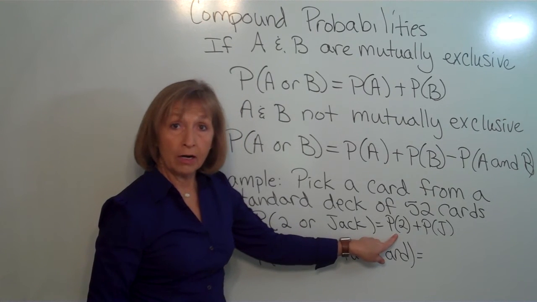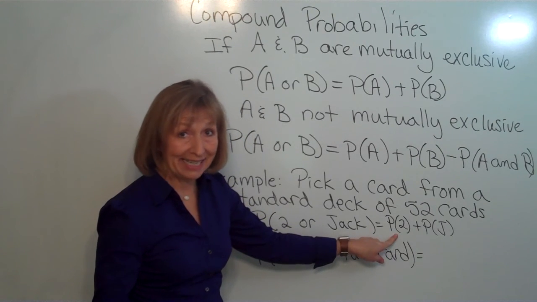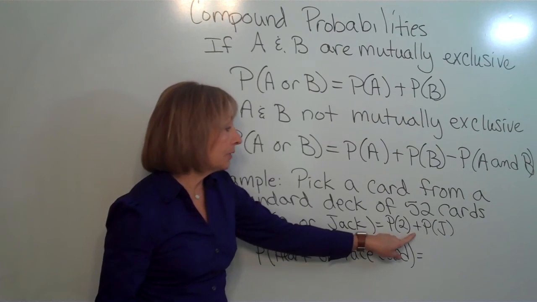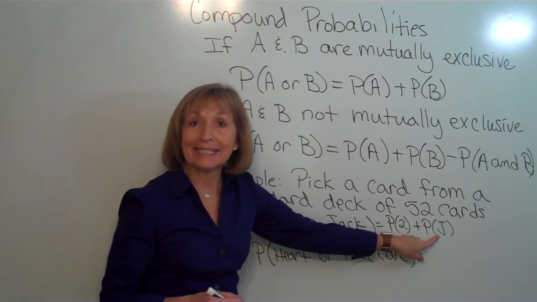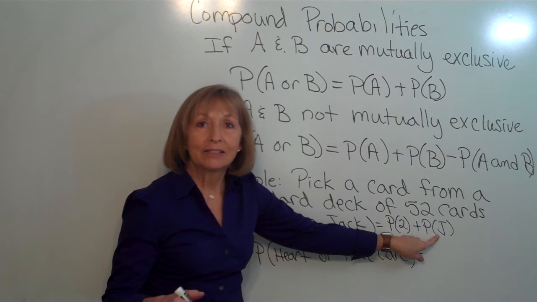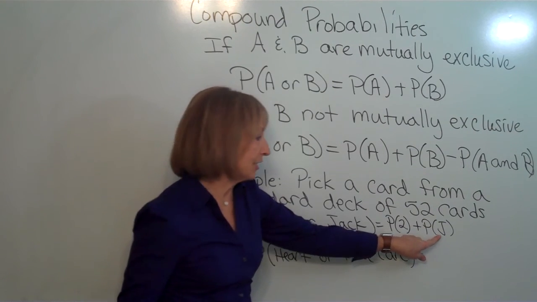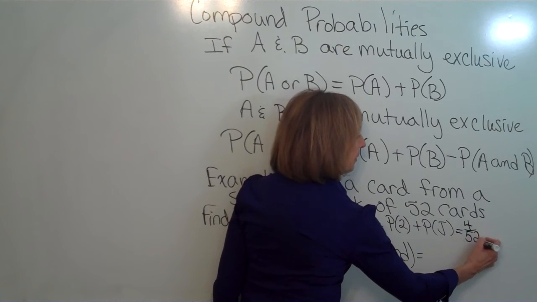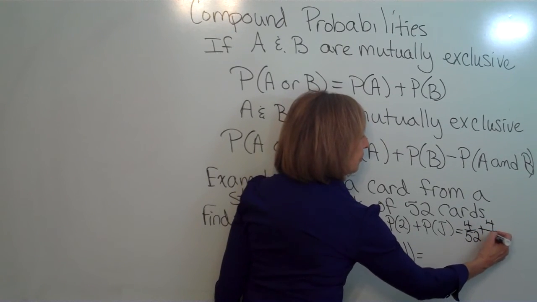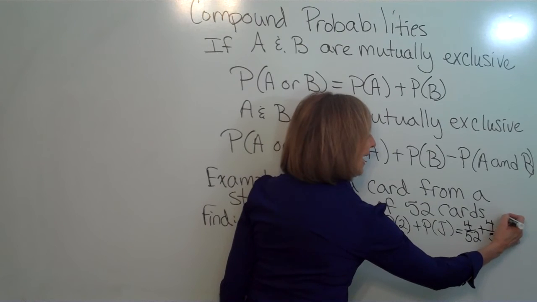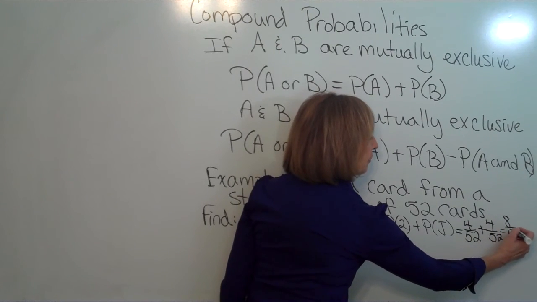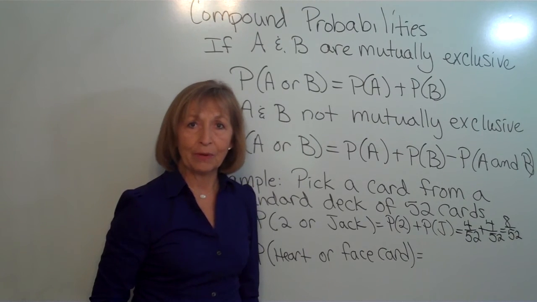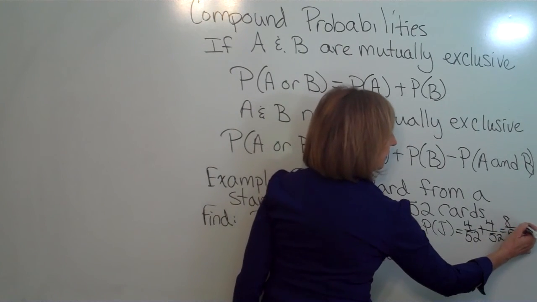Well, there are 4 cards in the deck that are 2s, so that's 4 over 52. Plus there are 4 jacks in the deck, so that's 4 out of 52. So I have 4 out of 52 plus 4 out of 52, which gives me 8 out of 52. And when I simplify 8 out of 52, I get 2/13.